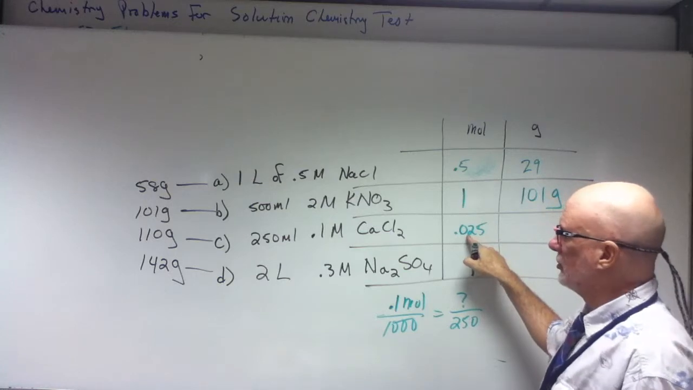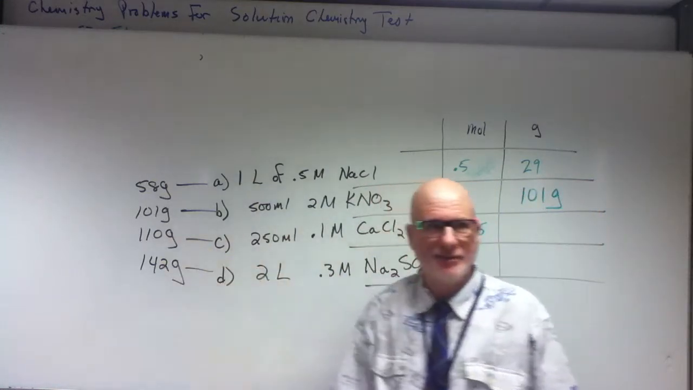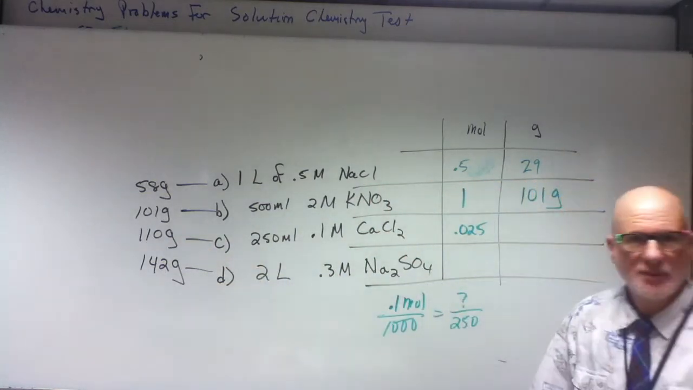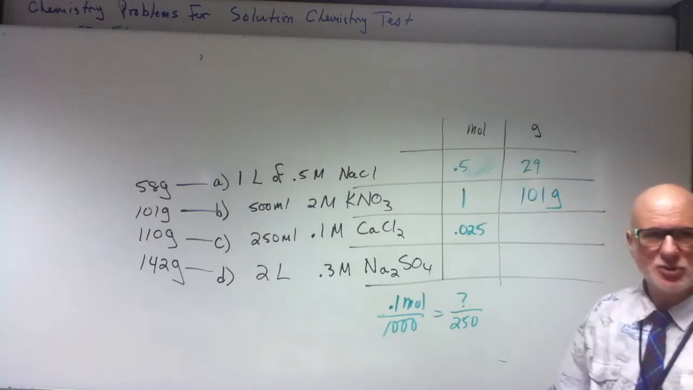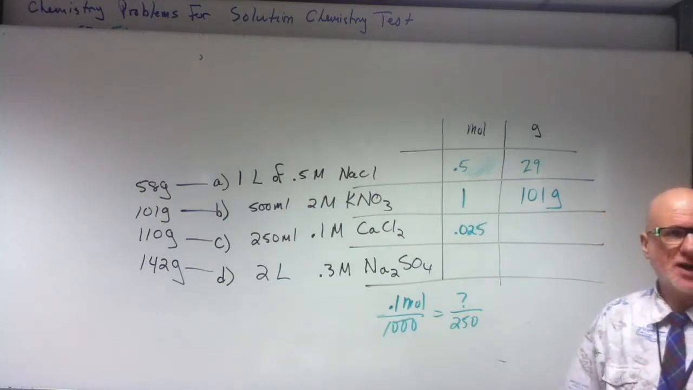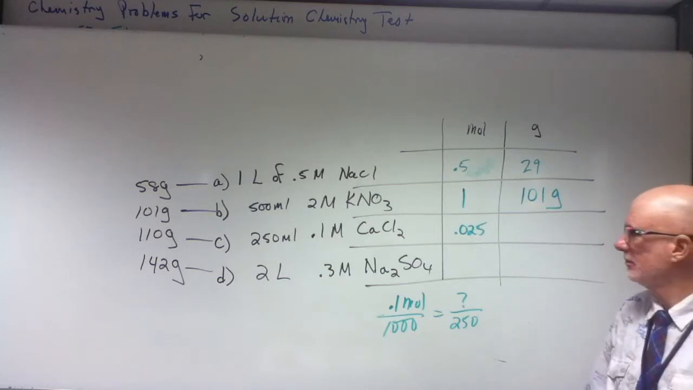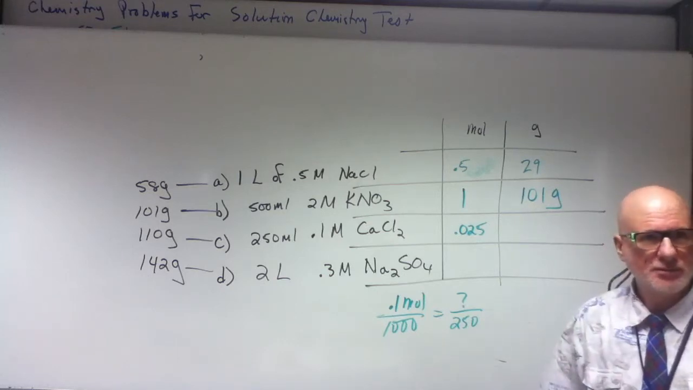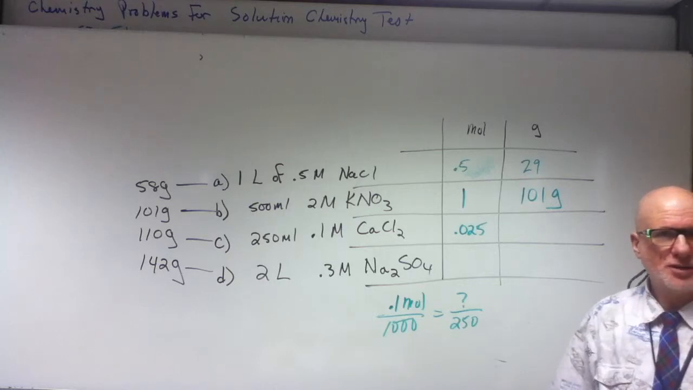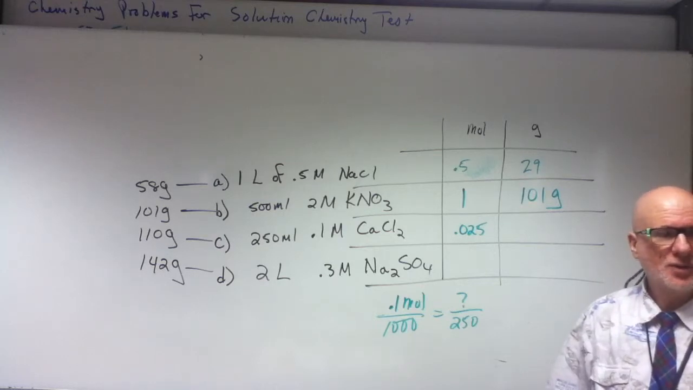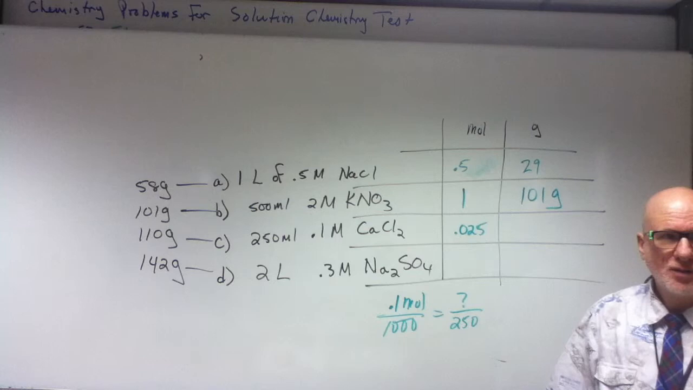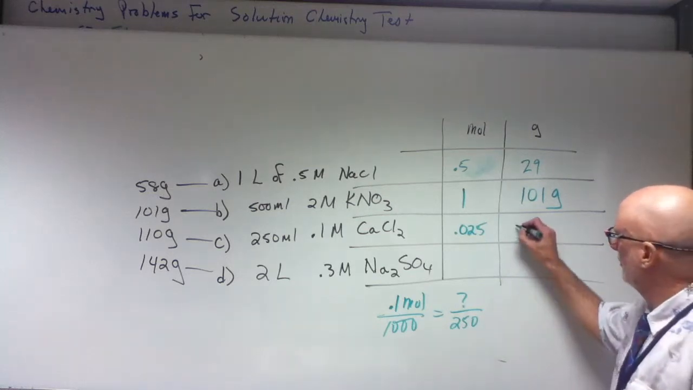So 0.025 times 110. To be about 2.5-ish, right? Ish. Maybe add a little bit. 3.0. What is it? What is it? 2.75.